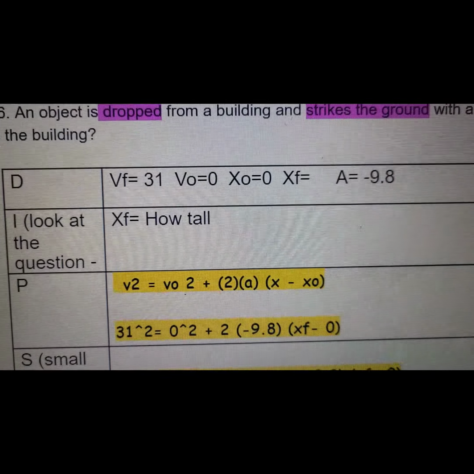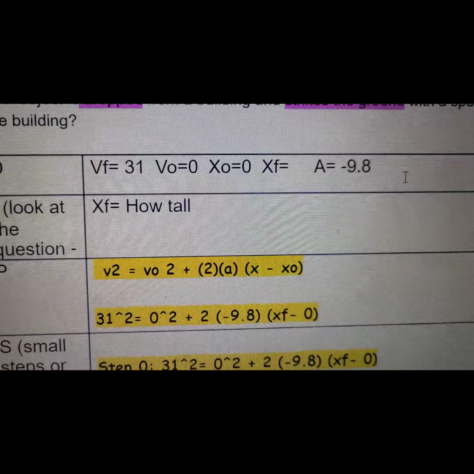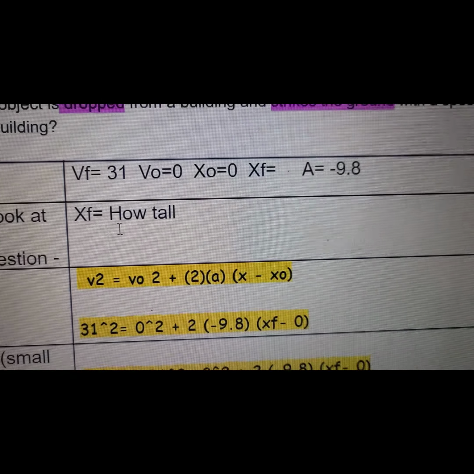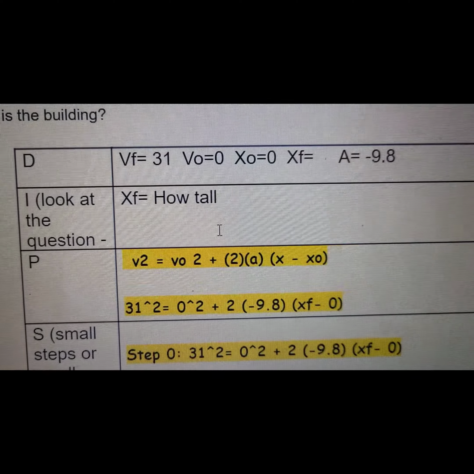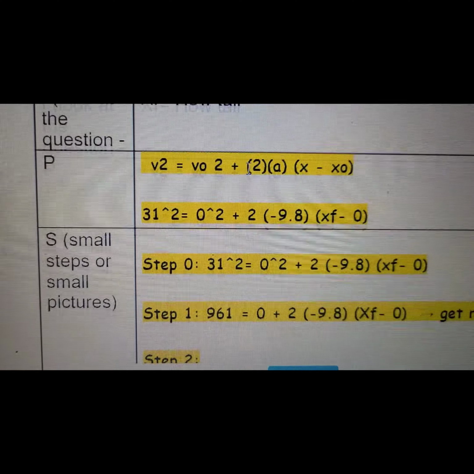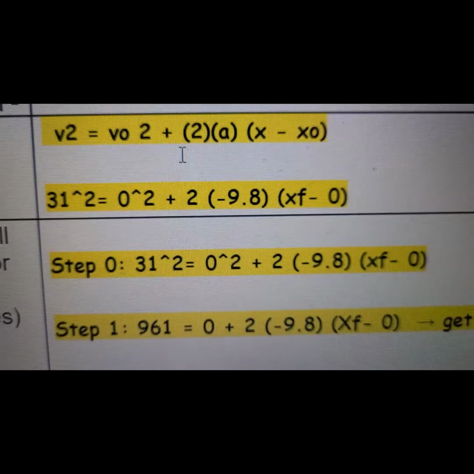So we already have the variables. We're able to read this equation. We pull out the variables. That's great. We're able to identify the how tall because we know what the bigger picture is. The bigger picture is for us to figure out the distance of the building. We have the equation that we're working with, and we are able to plug in that equation.